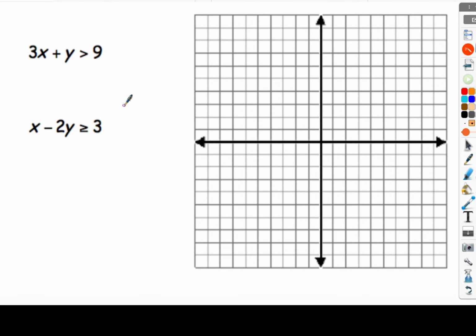Let's try another one real quick. If you want to, feel free to pause the video now. See if you can graph this out, and then see if my graph matches yours when you're done.